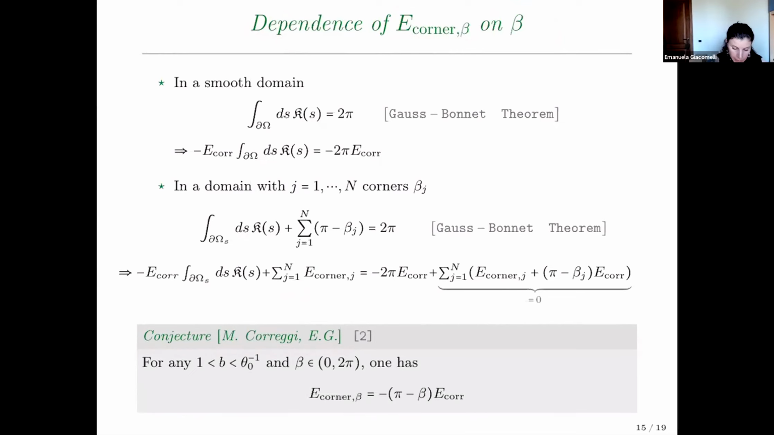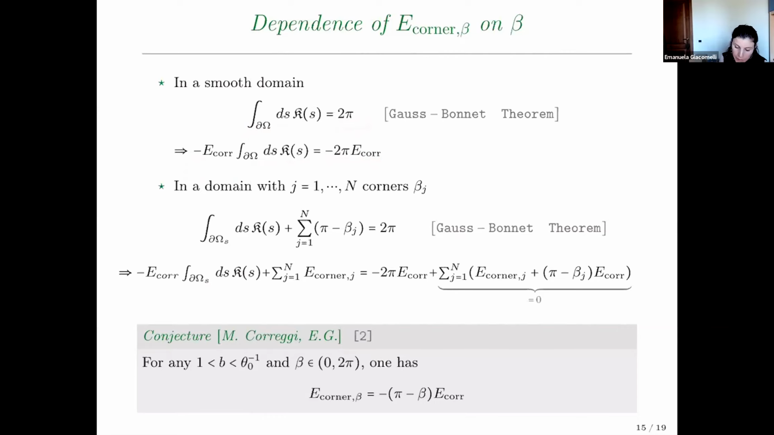So before doing that, let me say that the main idea we had came from looking at the Gauss-Bonnet theorem. If you remember, in the smooth case the first order correction is proportional to the integral of the curvature. And if you use the Gauss-Bonnet theorem, you can prove that this integral is actually equal to 2 pi. This is the first order correction you have for smooth domains. And just by Gauss-Bonnet, you can say that this quantity is nothing else than minus 2 pi E correction.